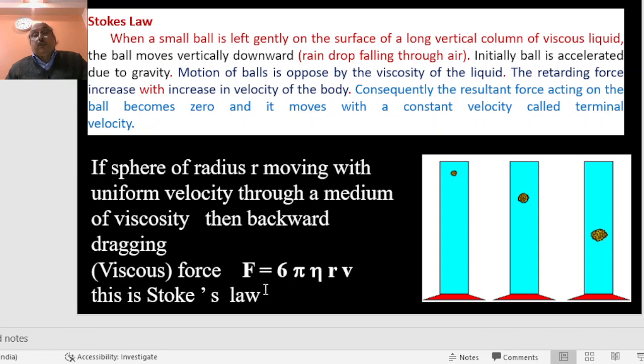And using the dimensional formula, F depends on eta, F depends on R, F depends on V, then you will be able to find the formula F is equal to 6 pi eta R Vt, as we already found in the class. And this equation is Stokes' equation and the law is Stokes' law. Now the next point of interest is to find the terminal velocity, that is the constant velocity when the object is falling down.